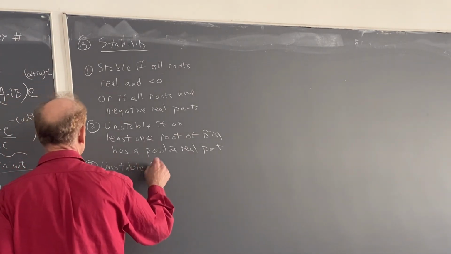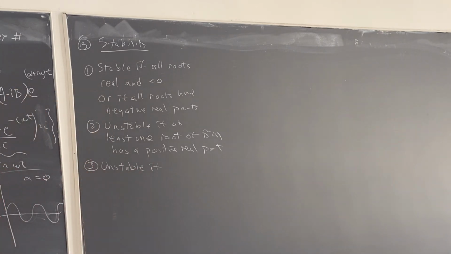It's unstable if, let's look at this situation. What if alpha happens to be 0? If alpha is 0, then this just goes as t to the n minus 1 over n factorial. As t grows, if n is greater than 1, this goes to infinity.